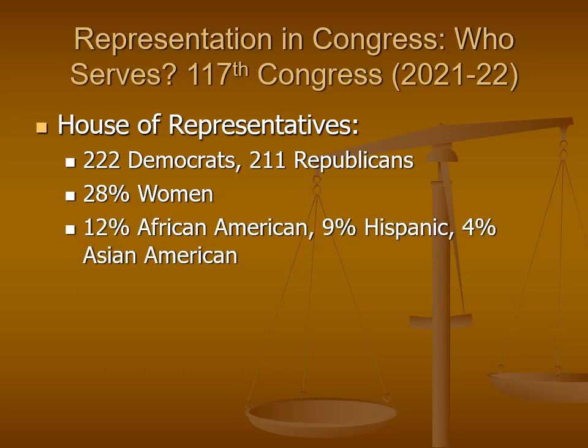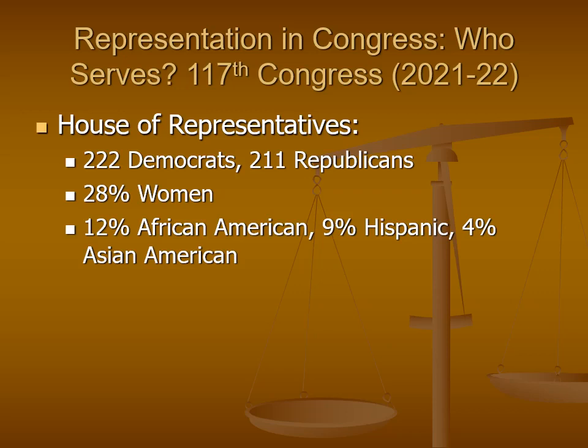In terms of racial and ethnic diversity, about 12% of the members of the House are African American, 9% are Hispanic, and 4% are Asian American. This is relatively close to the racial and ethnic demographics for the country as a whole.